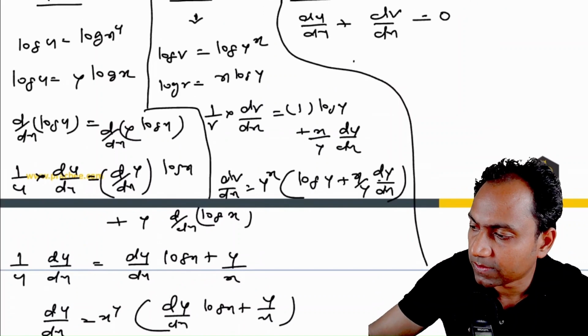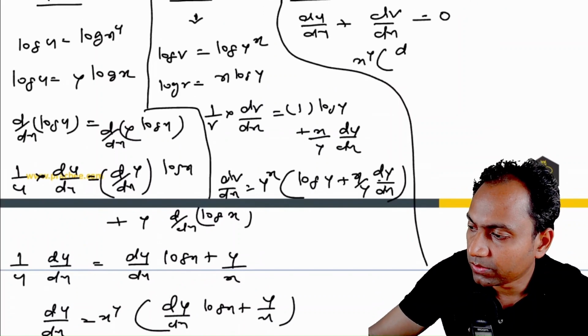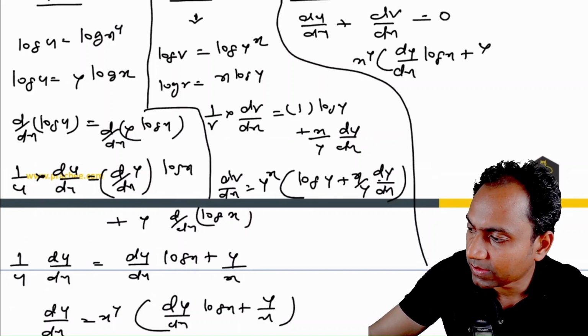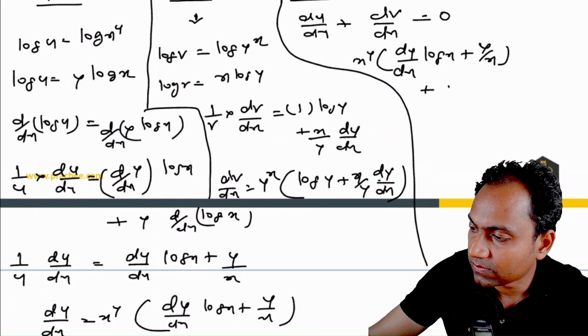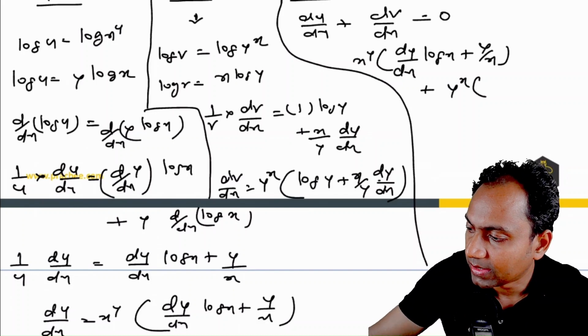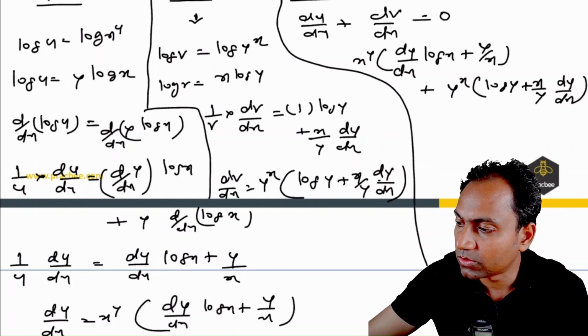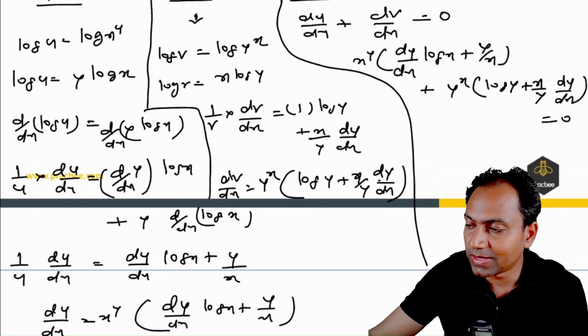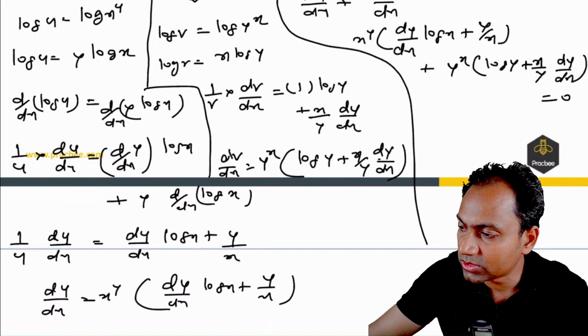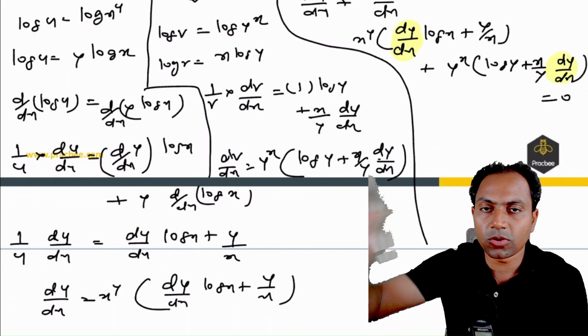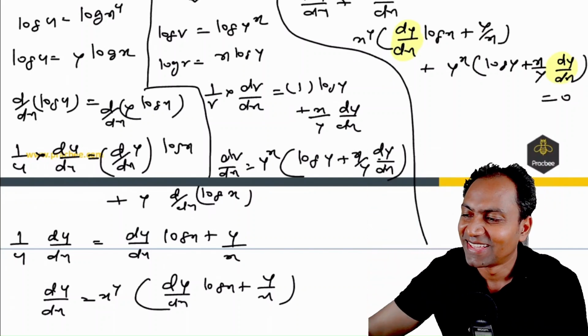x raised to the power y into dy by dx into log x plus y by x, plus y raised to the power x. Now we are putting the value of dv by dx, into log y plus x by y dy by dx. So if you have got this value, now you can see that this is equal to 0. We can separate the dy by dx term. And so what we need to do is separate this term on one side and push all the terms on the right hand side and simplify and get an answer.